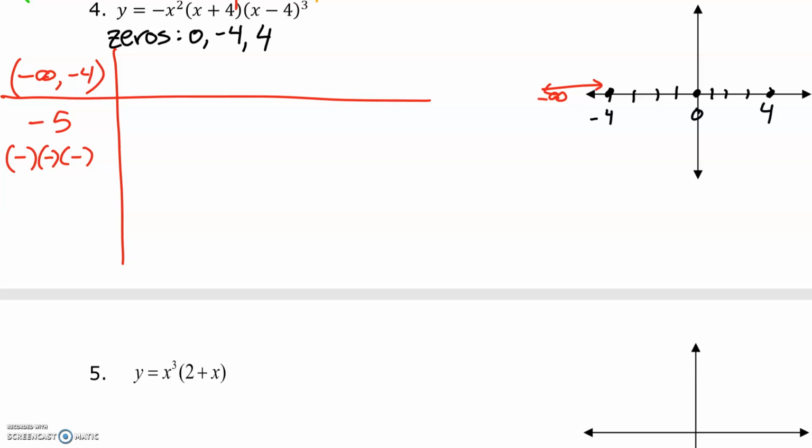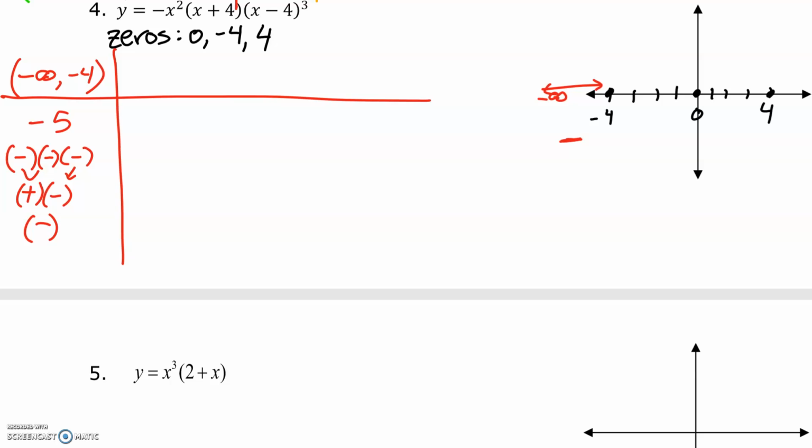So negative times a negative is positive. Positive times that last negative is going to end up giving us a negative value. Same here. Hey, negative times a negative is a positive. And then positive times the negative is negative. So we know in this interval that our value, our solution to the graph is going to end up being negative between -infinity to -4.